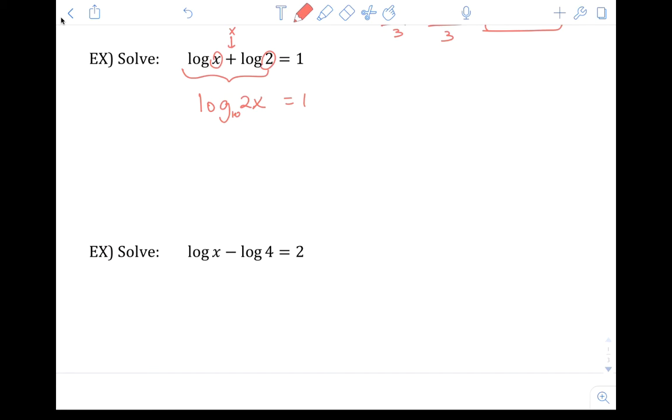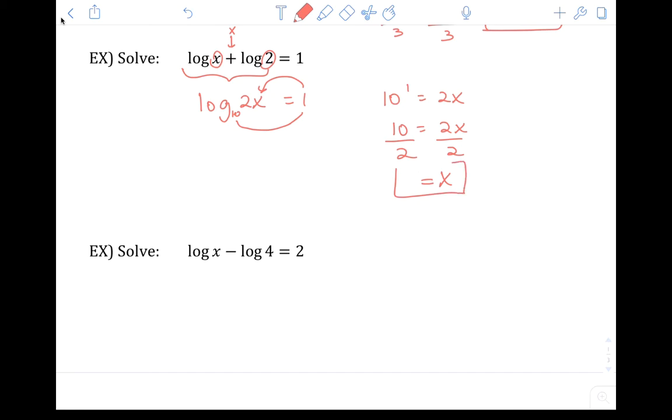So how are we going to do this? We're going to loop it, swoop it. We're going to convert from bay to bia. 10 to the first equals 2x. If 10 to the first equals 2x, well, 10 to the first is just 10. So we divide by 2, and clearly x equals 5.